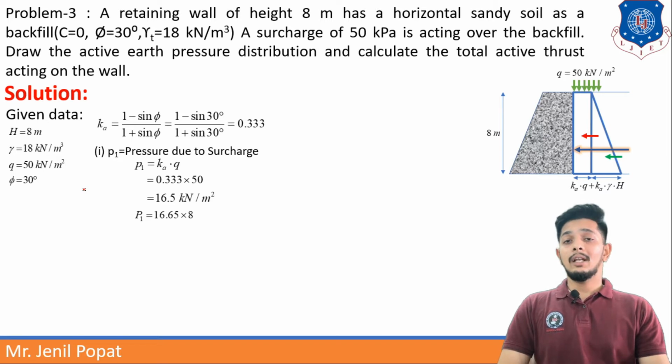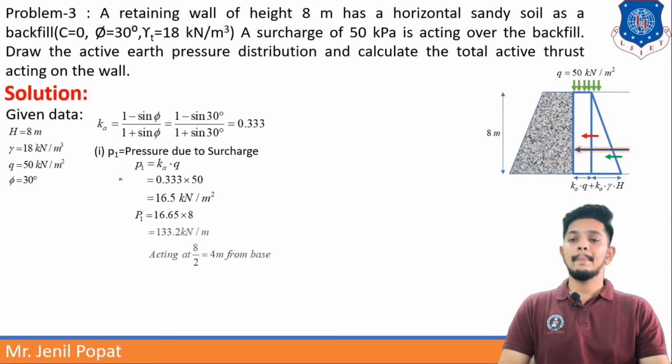Now if we calculate the pressure force, P1 force, written as capital P1, is equal to 16.65, which is the pressure, into 8, which is the height of the retaining wall. As it is a rectangle, we have to take base into height only. It comes out as 133.2 kilonewton per meter, and it will act at the CG of the rectangle. The CG of the rectangle will be at half of the height, so 8 by 2, which is 4 meter from the base.